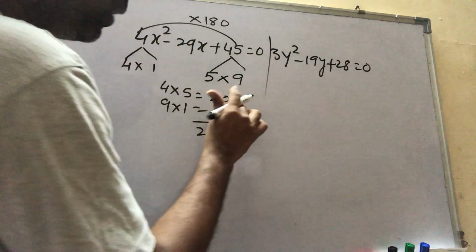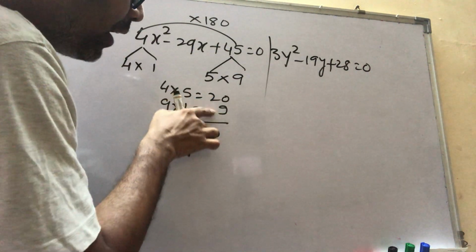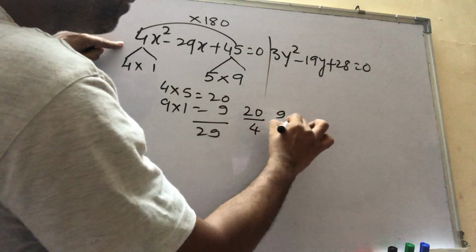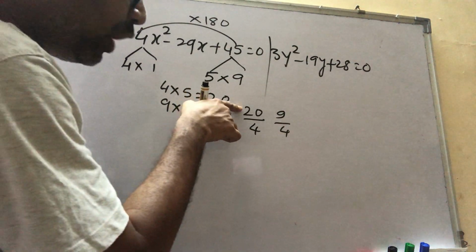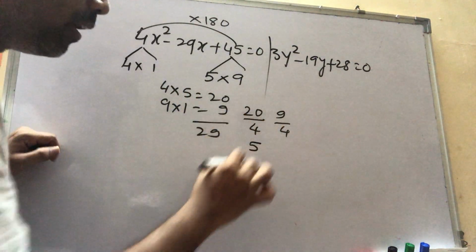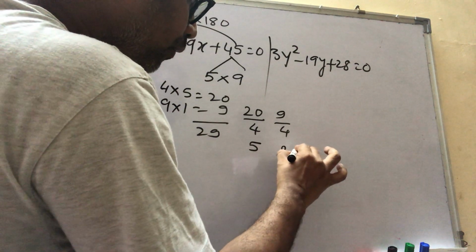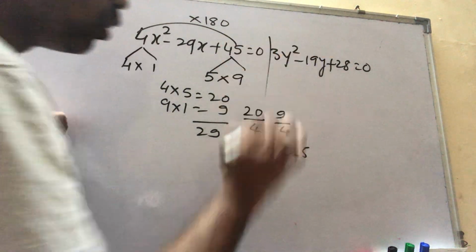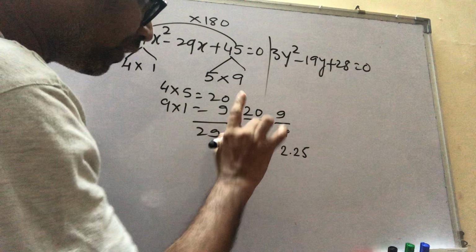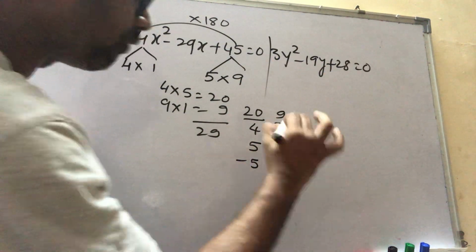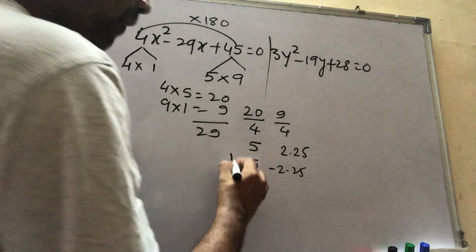So what you will do, you will get two factors. You have two factors now, 20 and 9. So divide by 4 and divide by again 4. So when you divide 20 by 4, you will get 5. And when you divide 9 by 4, that is 2.25. So when you take it on that side, this will become minus 5 and minus 2.25. So this is your factors of what?